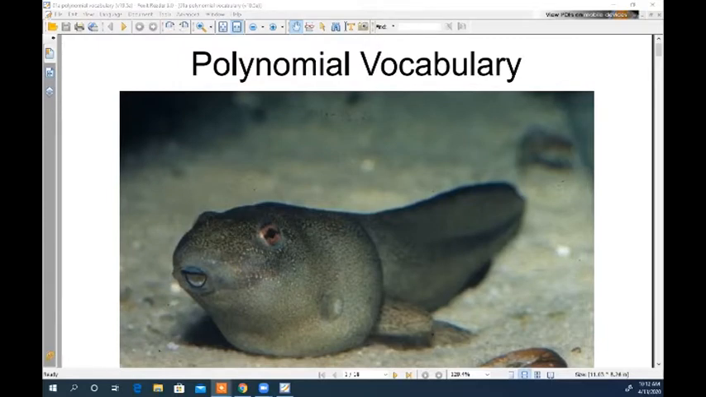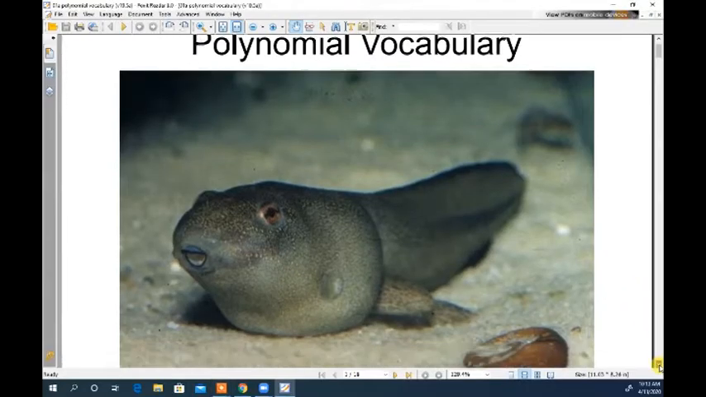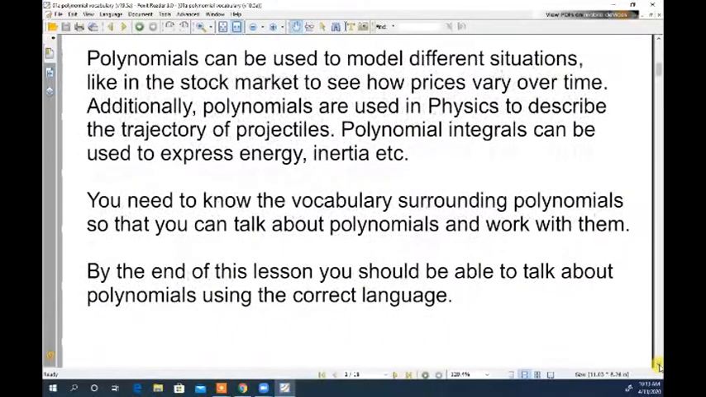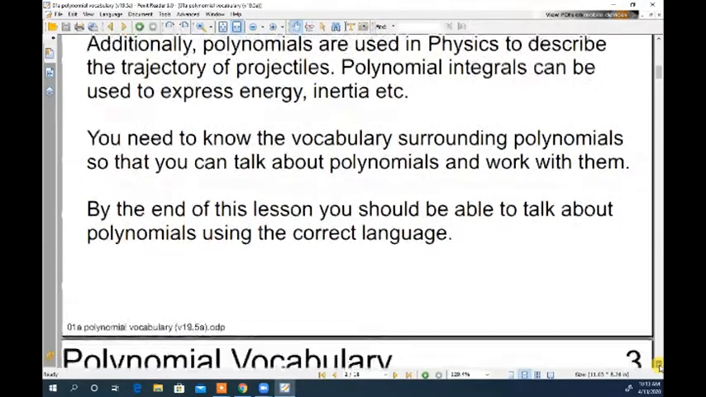All right, this is Mr. Barr, and these are the notes for polynomial vocabulary. So here we go. So polynomials can be used to model different situations, like in the stock market, to see how prices vary over time. Additionally, polynomials are used in physics to describe the trajectory of projectiles. Polynomial integrals can be used to express energy, inertia, etc. So you need to know the vocabulary surrounding polynomials so that you can talk about polynomials and work with them. By the end of this lesson, you should be able to talk about polynomials using the correct language.